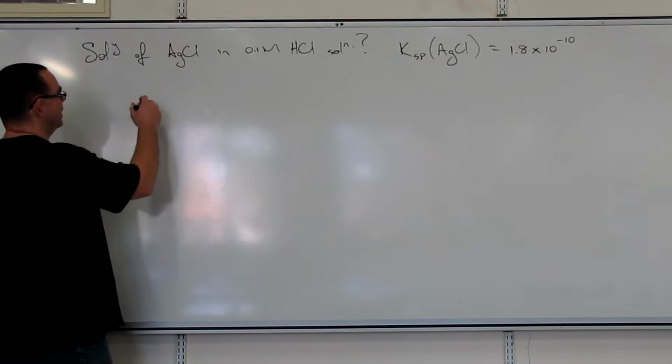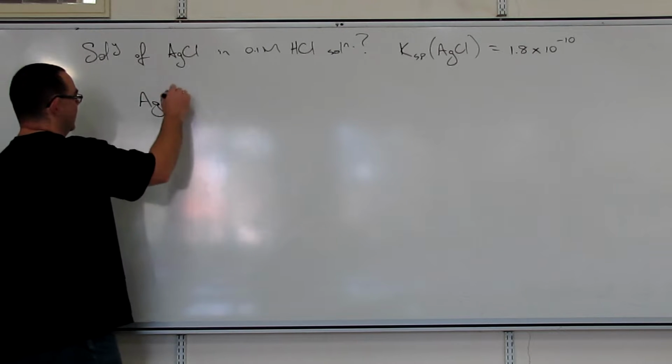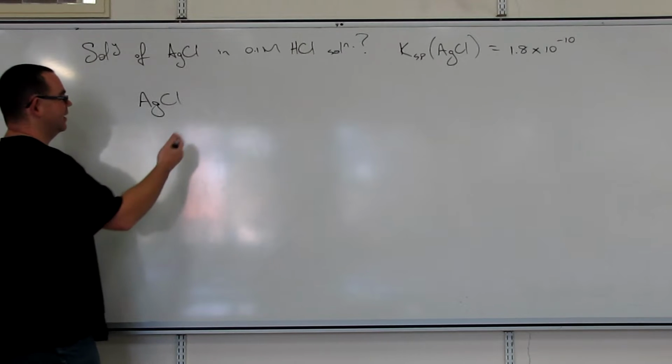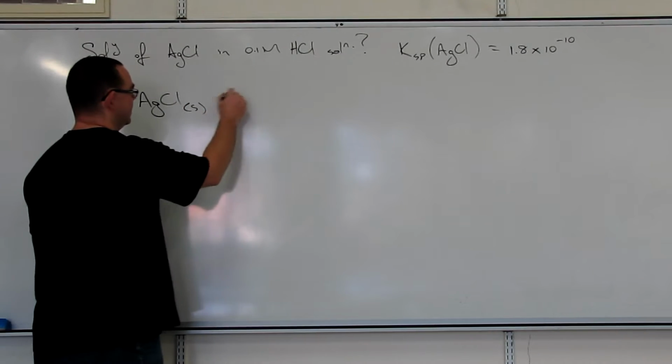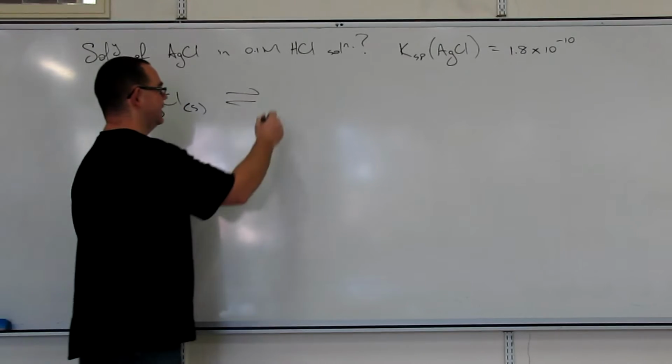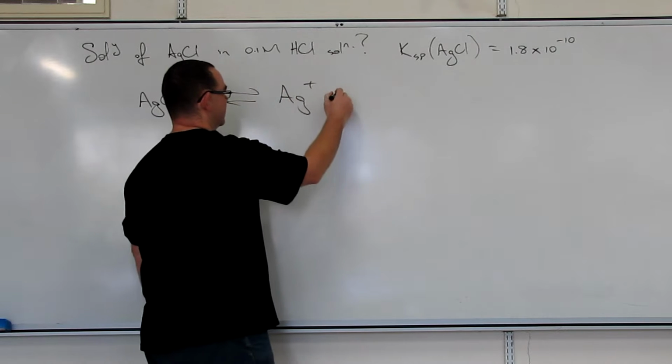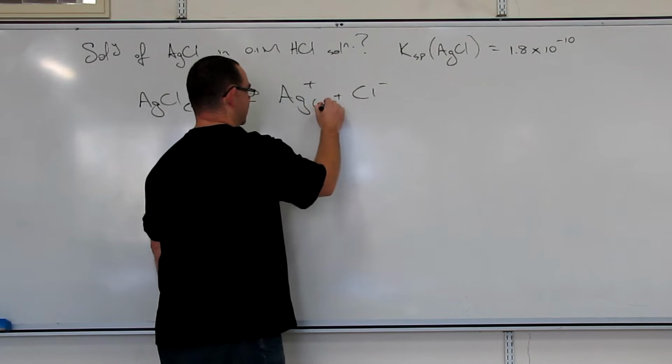So in this case, we have silver chloride, and because it's a KSP, our equilibrium is that we're starting with solid and dissolving it to get the aqueous ions. We've got silver ions. We also get chloride ions. These are aqueous, of course.